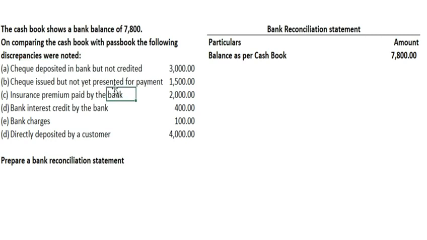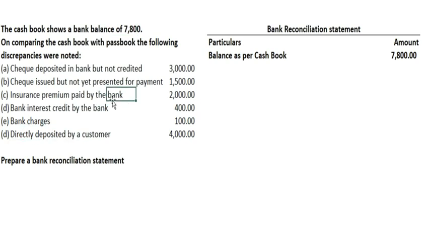So we can start. The cash book shows a balance of 7,800. The following discrepancies were noted on comparing with the passbook: check deposited but not credited, check issued but not presented, insurance premium paid, bank interest, bank charges and direct deposit.